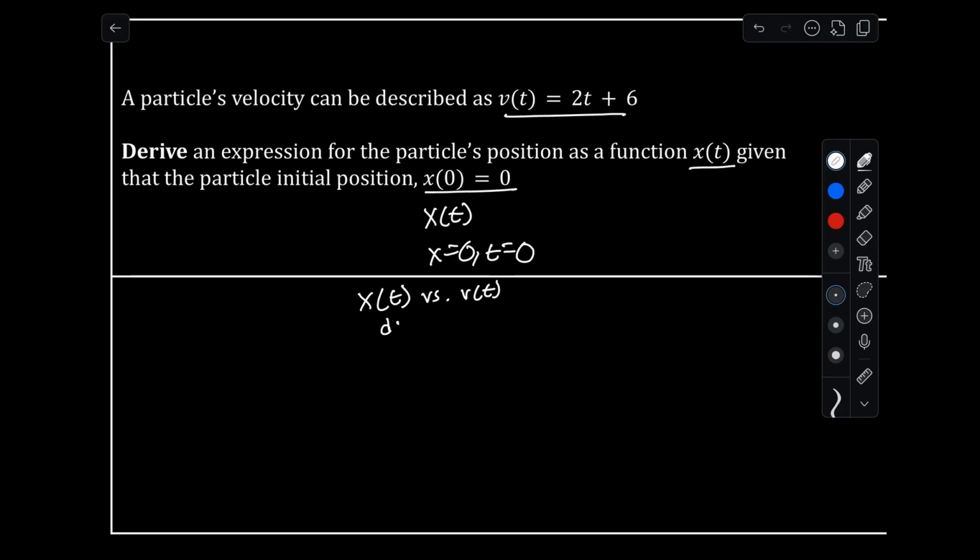Well, we said that dx dt, or the instantaneous slope of your position function, gets you your velocity function, right? These two match with each other, right? So for example, if I were to draw like the position function, oftentimes we would have something like this.